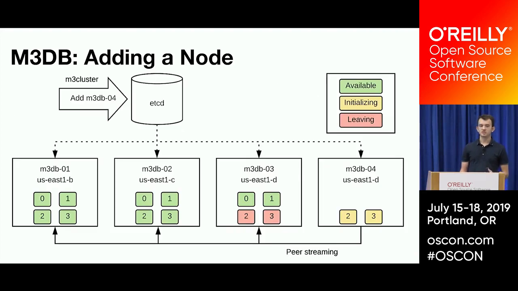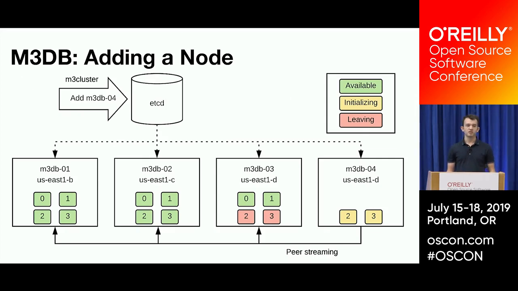So a person or some automation using tooling that's backed by M3 Cluster will come along to add M3DB04 to the cluster. In this case, M3 Cluster will calculate a new placement and store it in etcd, and that placement will say that we want 04 to take over these 2 shards from 03. The database nodes will observe this desired state and work to converge on it by the 4th node streaming the shards from any nodes that own a copy of it.